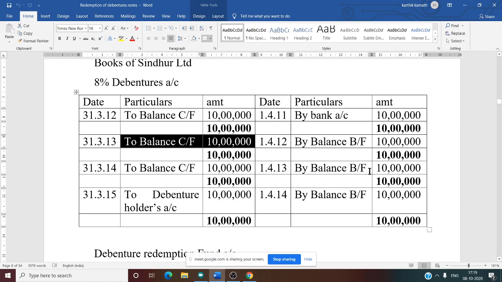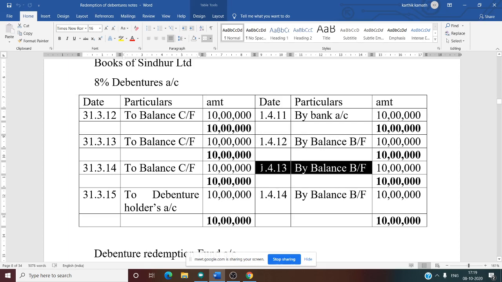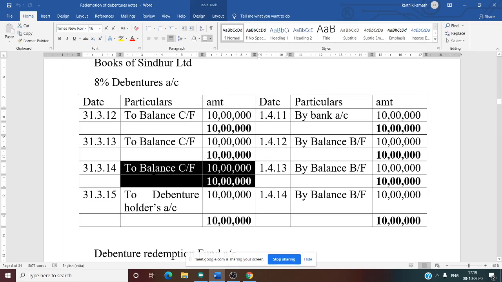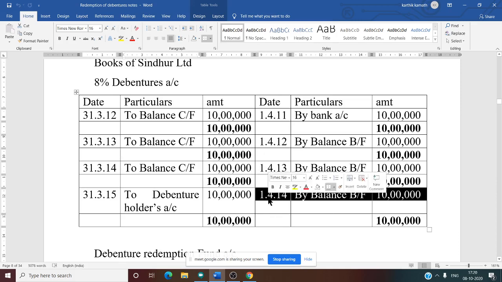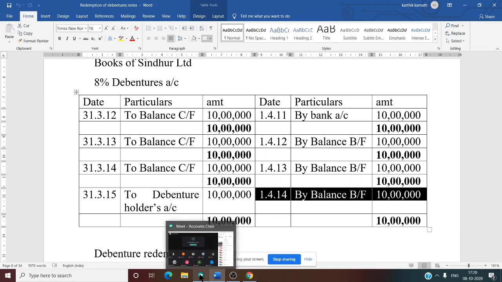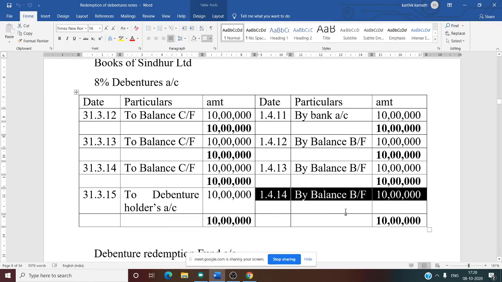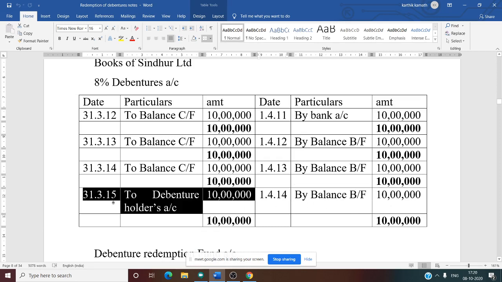Now you need to bring forward that amount to the next year, that is 1/4/2013, by balance brought forward, the same balance 10 lakh. Again no entry in that year also, close that year, to balance carried forward 10 lakh. So now for the last year, we need to calculate for 4 years, right? The last year is 2014-15. Again you bring the amount from the previous year by balance brought forward, that is 10 lakh. But in the last year there is this entry.